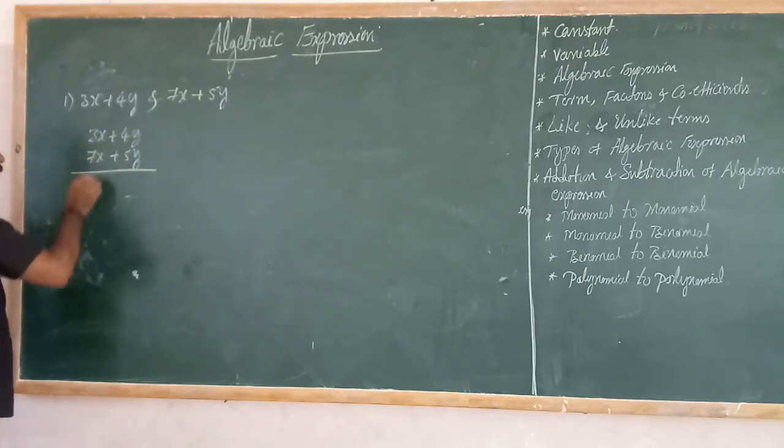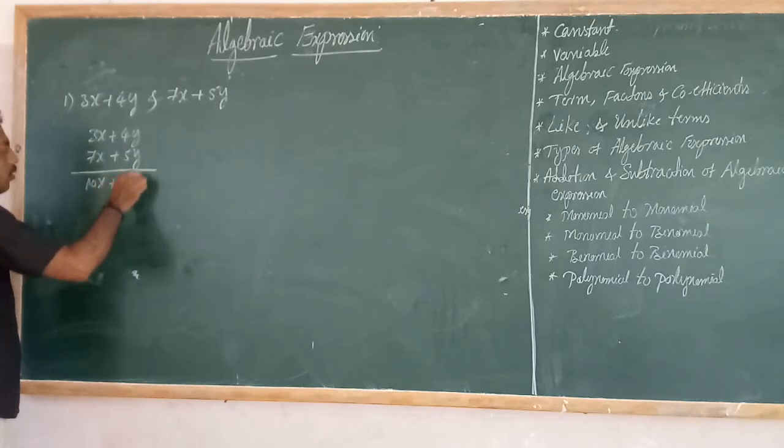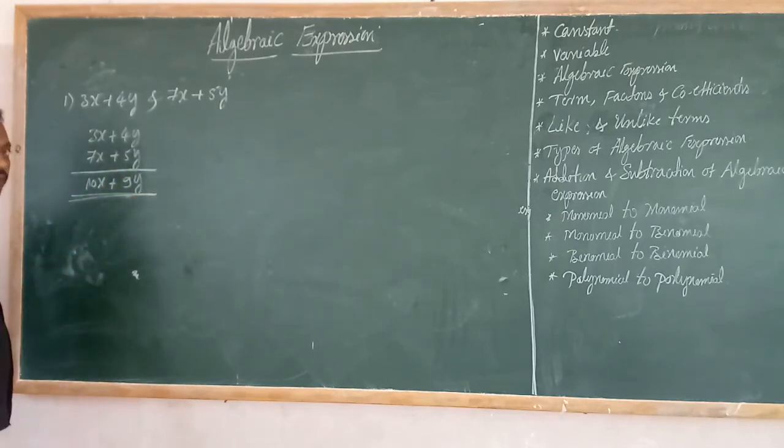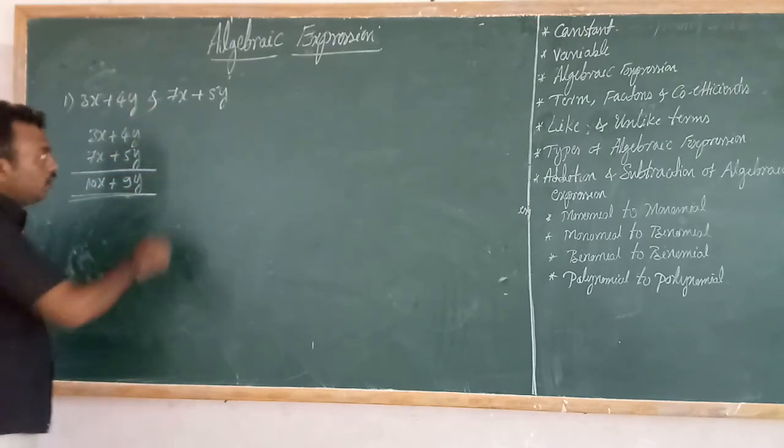Yes, 7x and 3x become 10x, plus 4y plus 5y becomes 9y. Therefore 10x plus 9y is the sum of 3x plus 4y and 7x plus 5y. So next one.